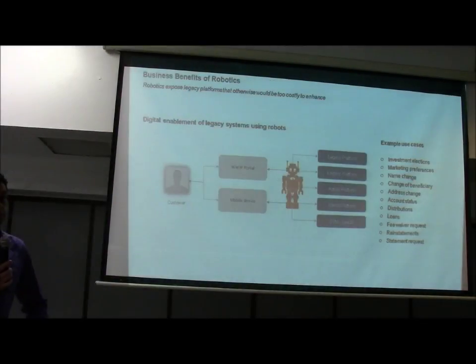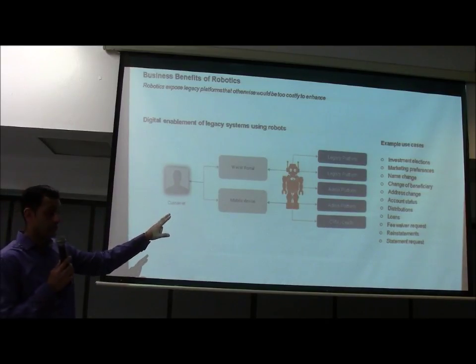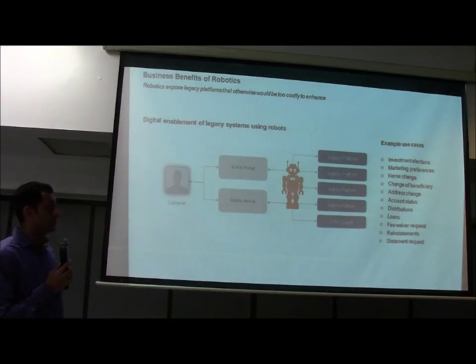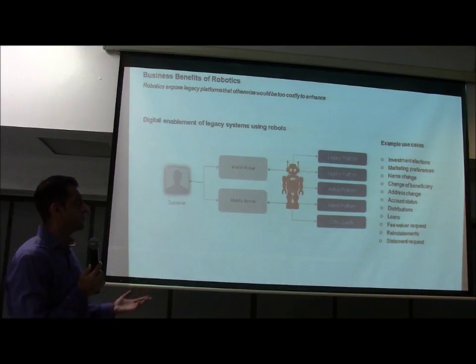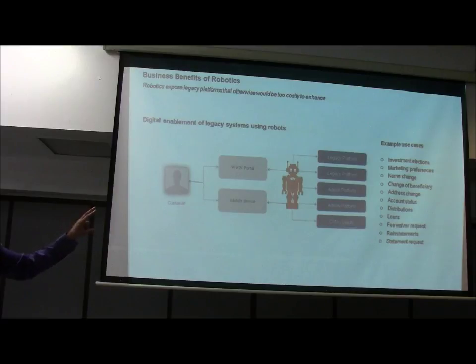Platforms and other subsequent leads. So think of it as not a band-aid, but a way to increase their rate at a very, very fast rate at a very optimal cost. So, sample use cases for this would be like investment elections, marketing preferences, name change, change of beneficiary, address change, accounts, status, distributions. And again, these are all rules-driven, right?